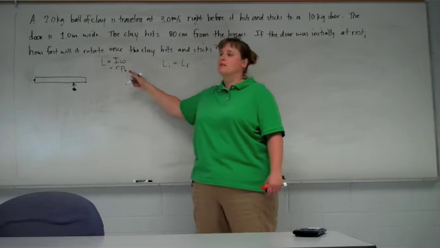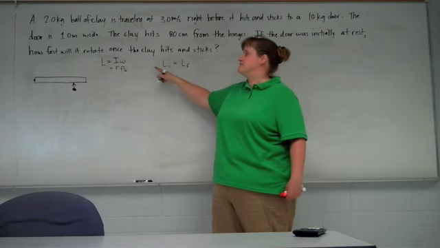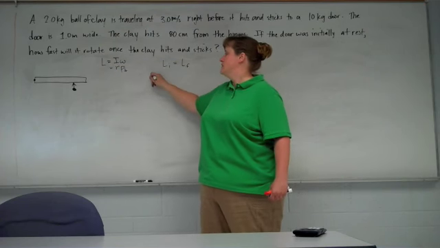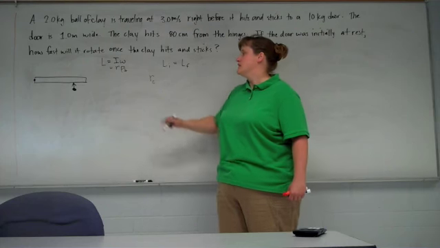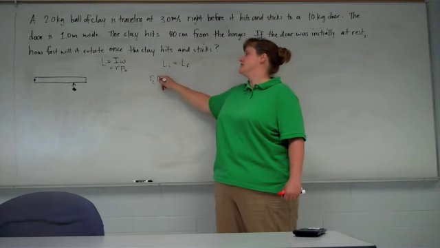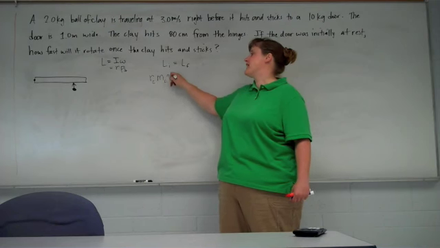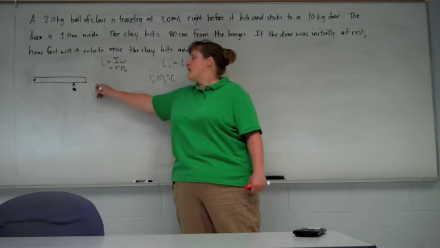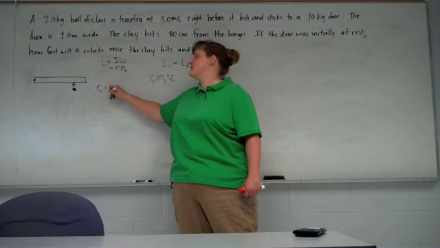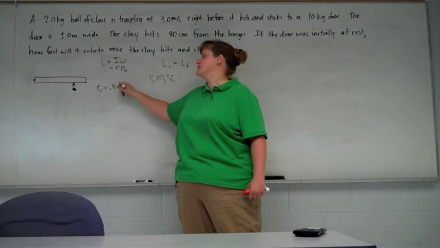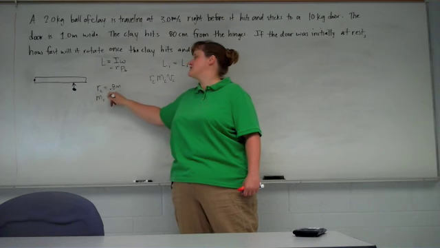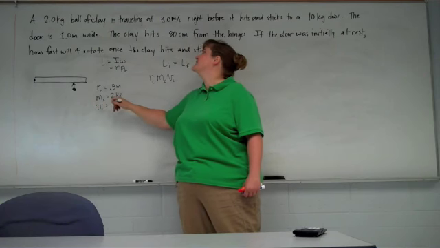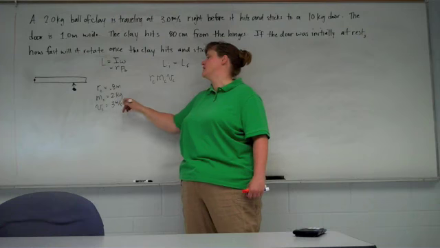Okay? So initial angular momentum is R for the clay times the linear momentum. Linear momentum is the mass of the clay times the speed of the clay. R of the clay is the 80 centimeters, so we'll do 0.8 meters. The mass of the clay is the 2 kilograms. The speed of the clay is how fast it was moving, the 3 meters per second right before it hit.